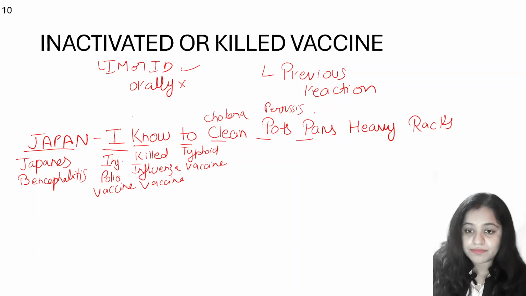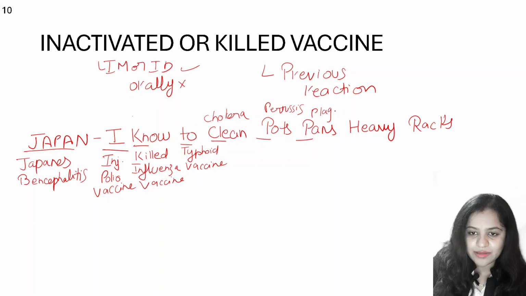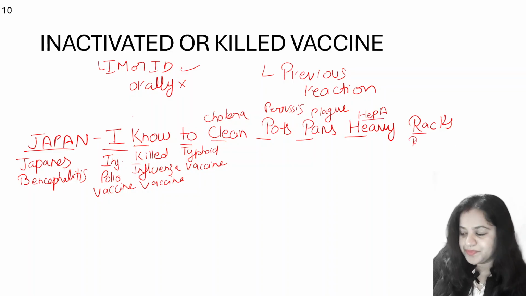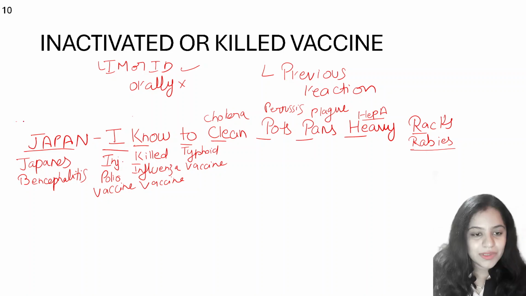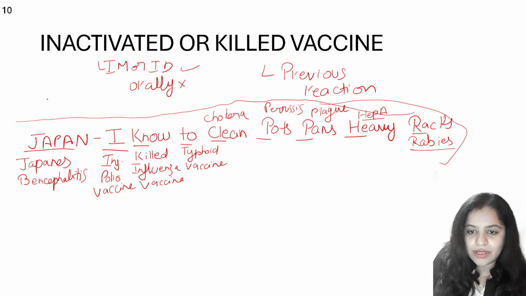P in pan stands for your plague vaccine. The H here stands for hepatitis A, and R stands for rubella. Sorry, R stands for rabies. Not rubella, R stands for your rabies vaccine. Okay, so this was all your example for your inactivated or killed vaccine.